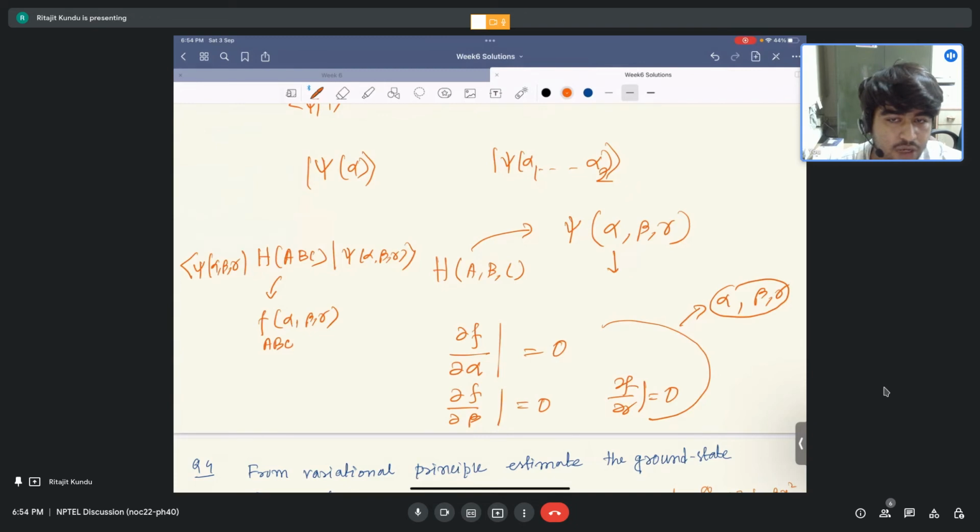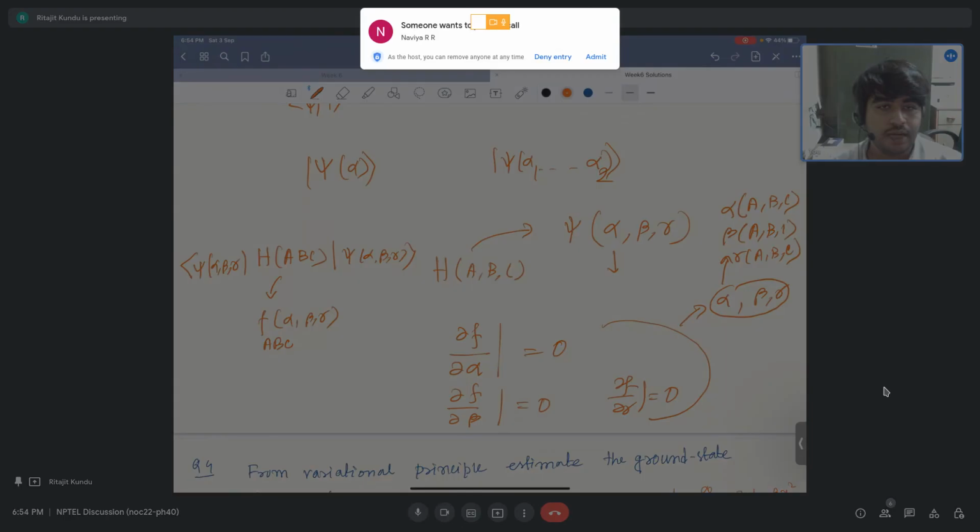No, this is not abstract. When you have solved these three equations simultaneously, you will see that alpha becomes a function of A, B and C, which are the parameters of the Hamiltonian. Beta becomes a function of A, B and C. Gamma becomes a function of A, B and C. So this in turn depends on the Hamiltonian's parameters, right?